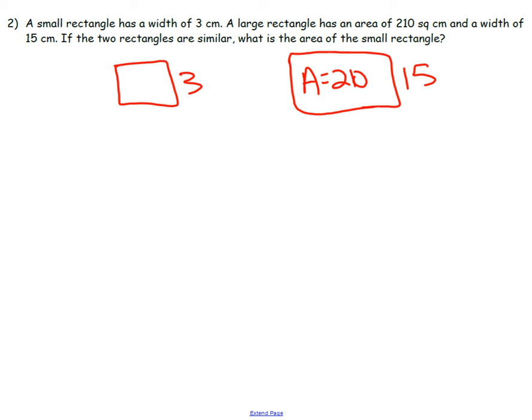So you could divide this out, get the missing side, then make a proportion using the 3 side lengths, and then find the area of the smaller one. But that's a lot of steps. The other way we can do this is if we think of it as a scale factor problem. How do we get from 3 to 15?